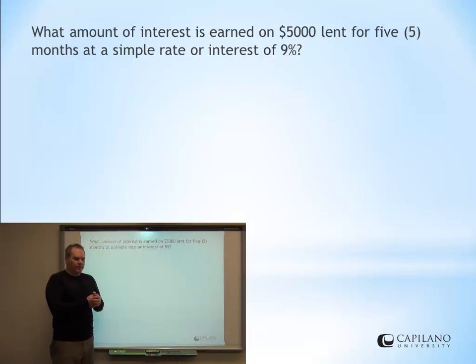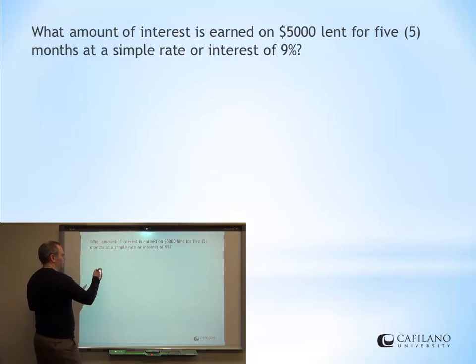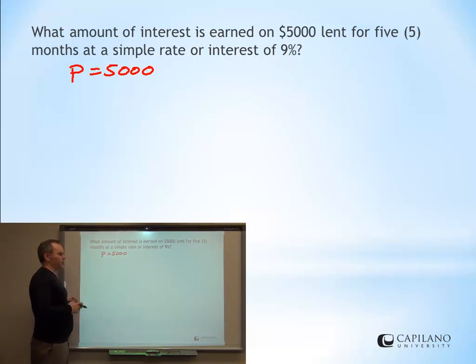So, getting right into some problems. What amount of interest is earned on $5,000 lent for 5 months at a simple rate of interest of 9%? So what we're going to do, first of all, is the extraction of data. So interest earned on $5,000. Our principal is $5,000. We borrowed $5,000.